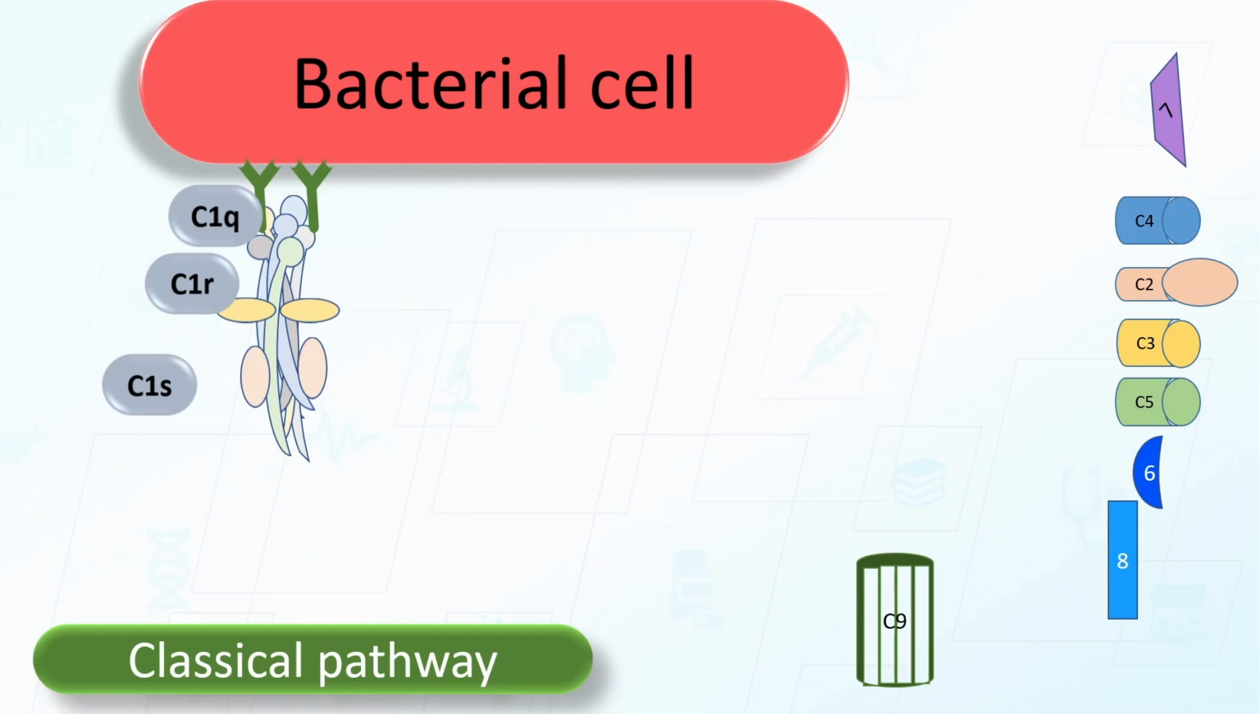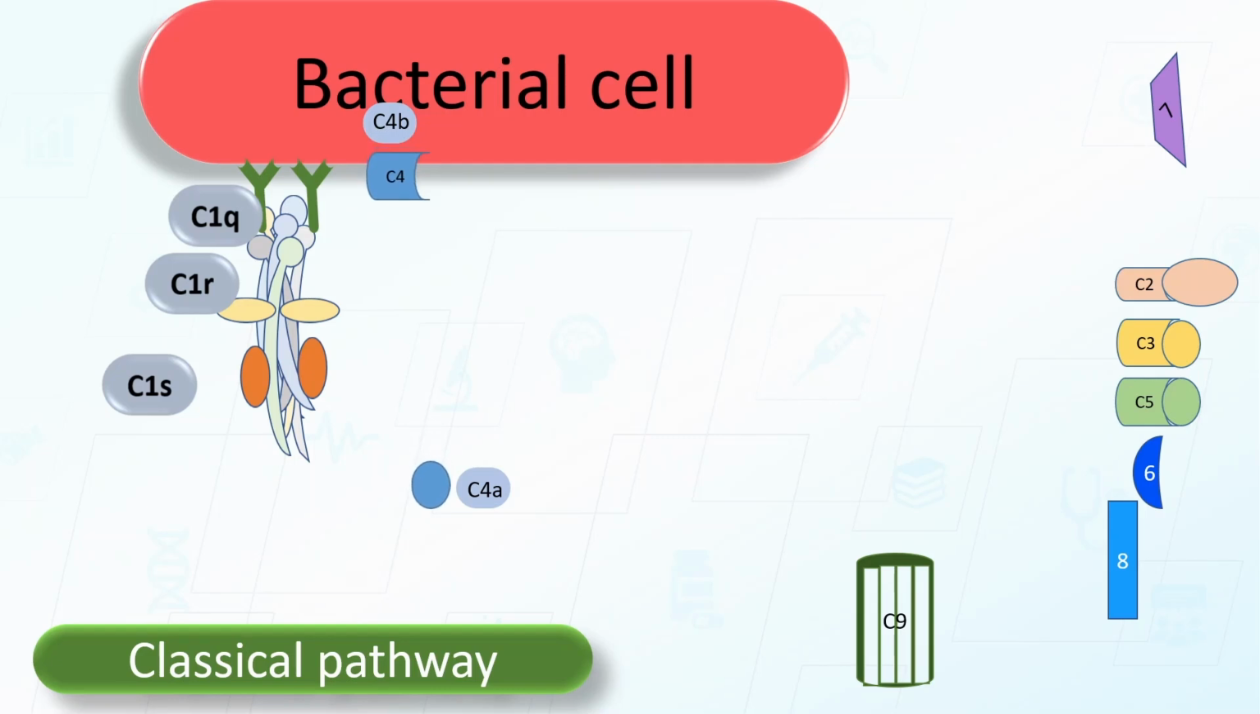So once C1q binds with the Fc region of the antibody, it will have a conformational change which leads to activation of C1r, and C1r leads to cleavage and activation of C1s. Now this C1 complement factor is active, so the C1s cleaves C4 and C2.